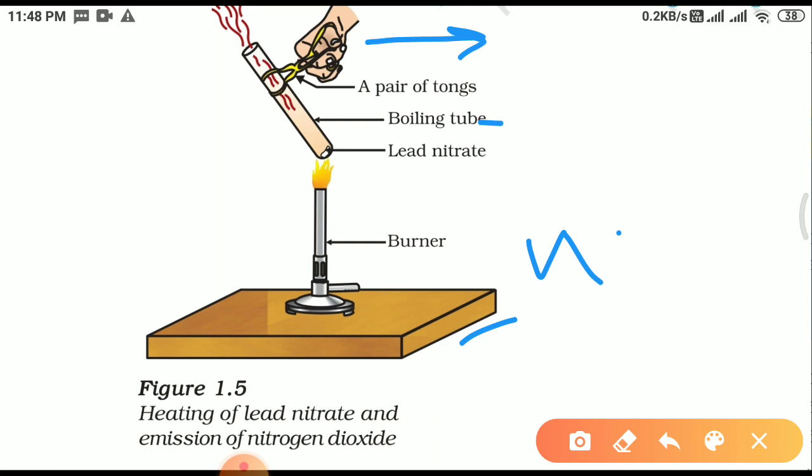The reaction takes place as lead nitrate, Pb(NO3)2 solid, as it is heated, changes into lead oxide PbO, nitrogen dioxide NO2 and oxygen. It is also the breakdown of lead nitrate into simpler substances due to heating. It is also an example of a thermal decomposition reaction.